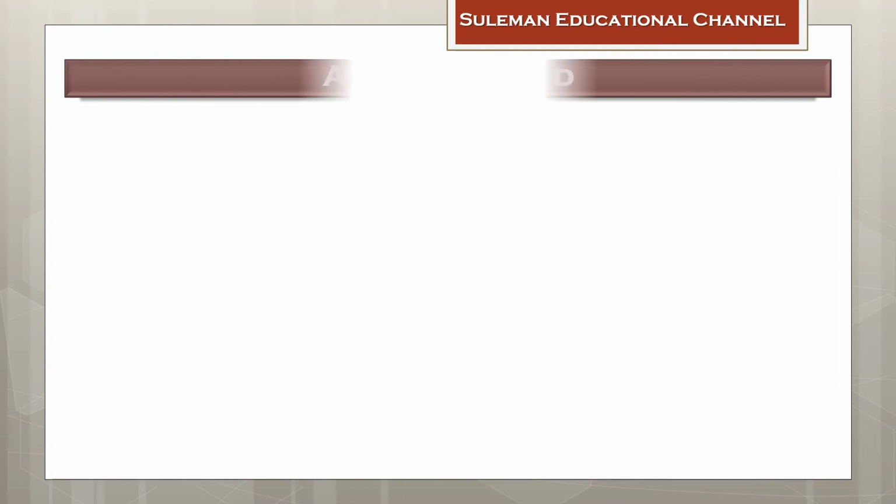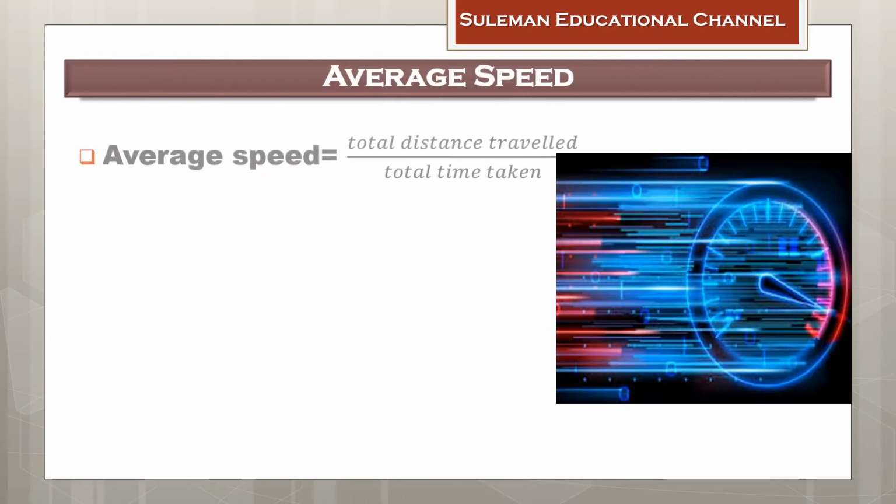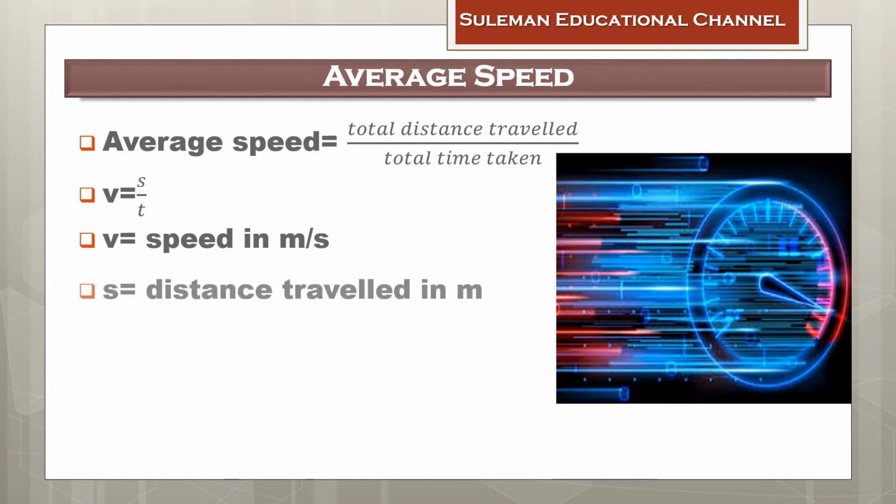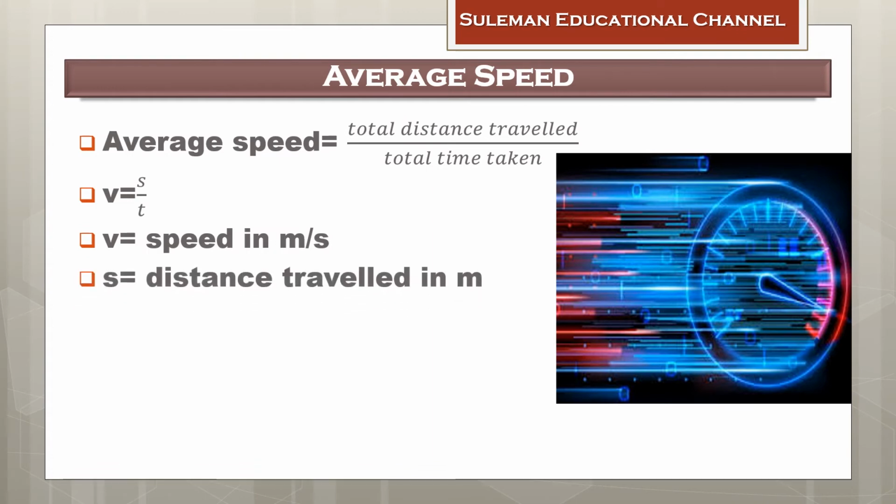Now we will talk about the formula for average speed. Average speed is equal to total distance traveled divided by total time taken. The formula can be written as v is equal to s divided by t, where v is the speed in meter per second, s is the total distance traveled in meter, and t is the time taken in seconds.